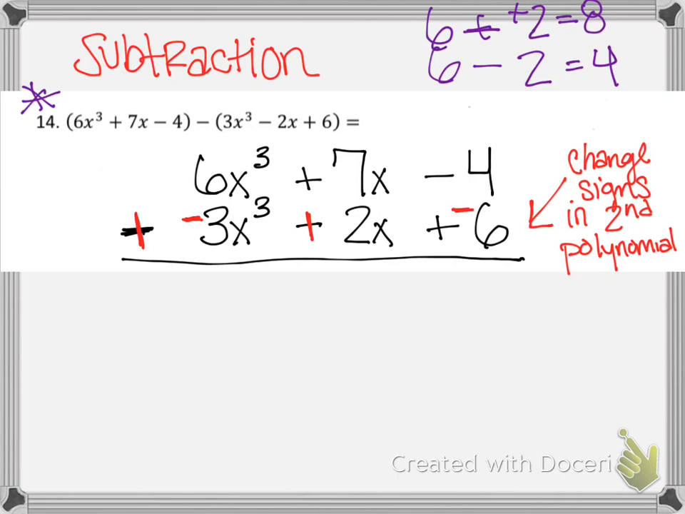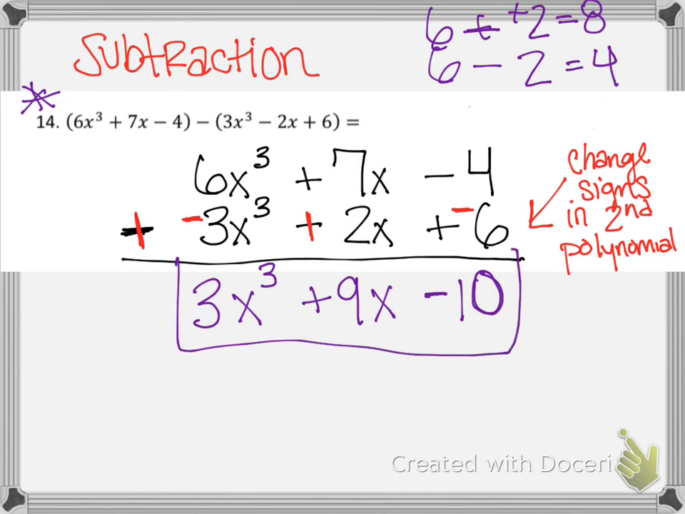So for that first column, I have negative 4 plus negative 6 gives me negative 10 now. 7x plus 2x gives me a positive 9x. And a 6x to the third plus a negative 3x to the third is 3x to the third, 6 minus 3. So here is my final answer, 3x to the third plus 9x minus 10.